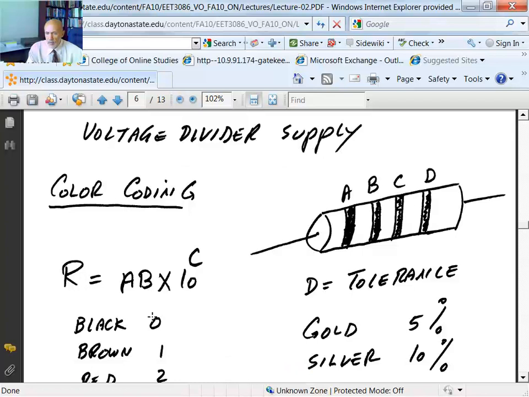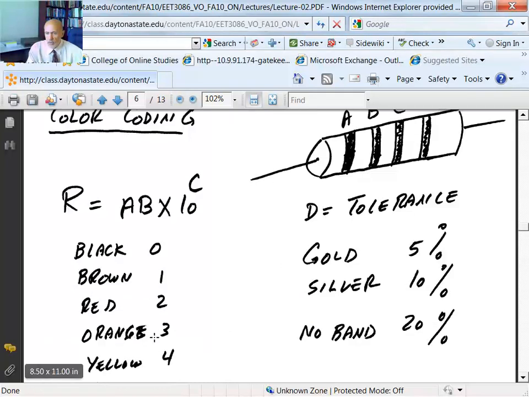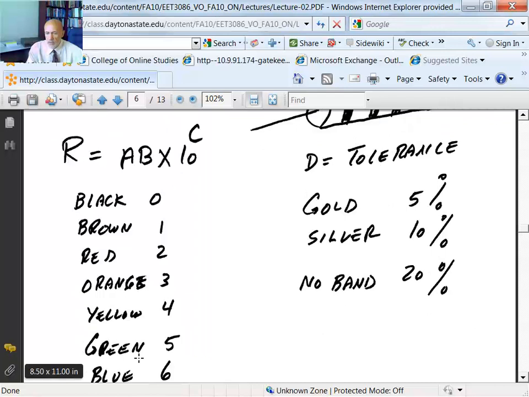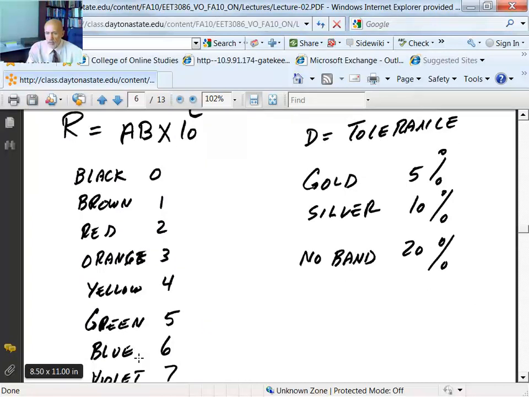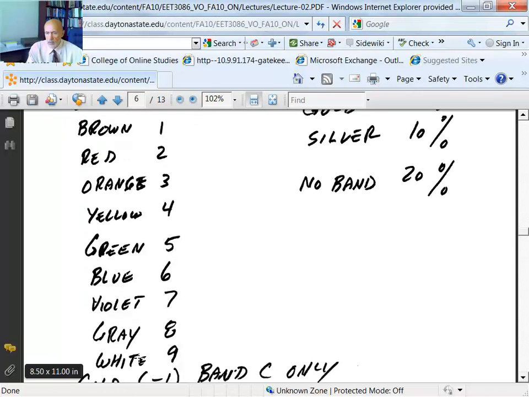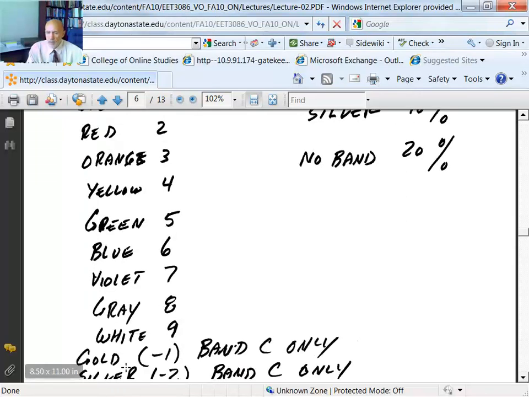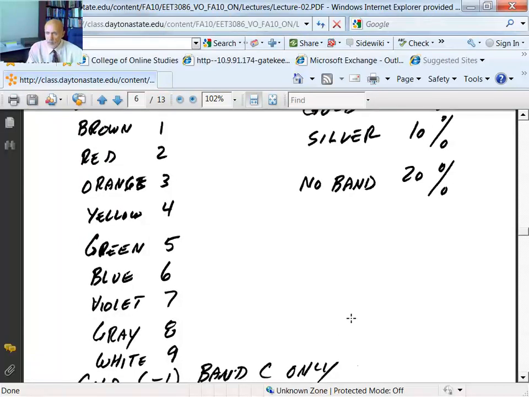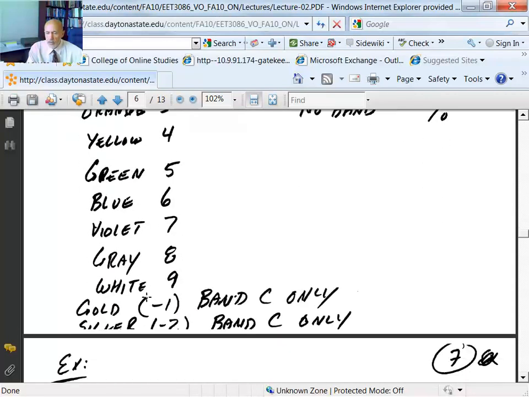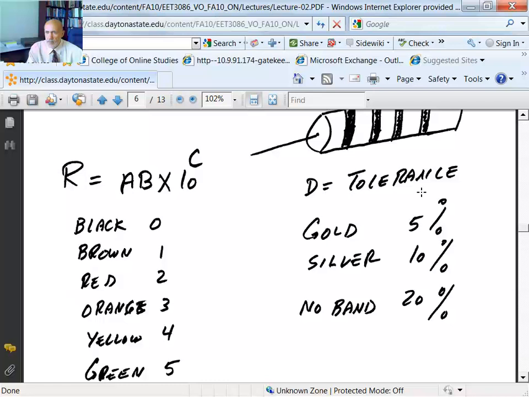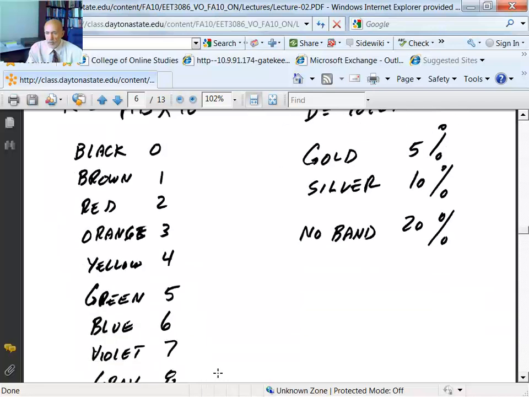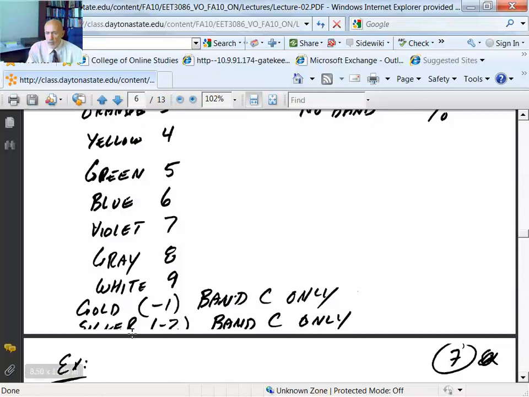Now the color coding: black is 0, brown is 1, red is 2, orange is 3, yellow is 4, green is 5, blue is 6, violet is 7, gray is 8, white is 9. For A and B, you always see only those colors, from brown to white. Now band C, which is the exponent, could also be gold or silver. Gold is -1, band C only. Silver is -2, and that's band C only.